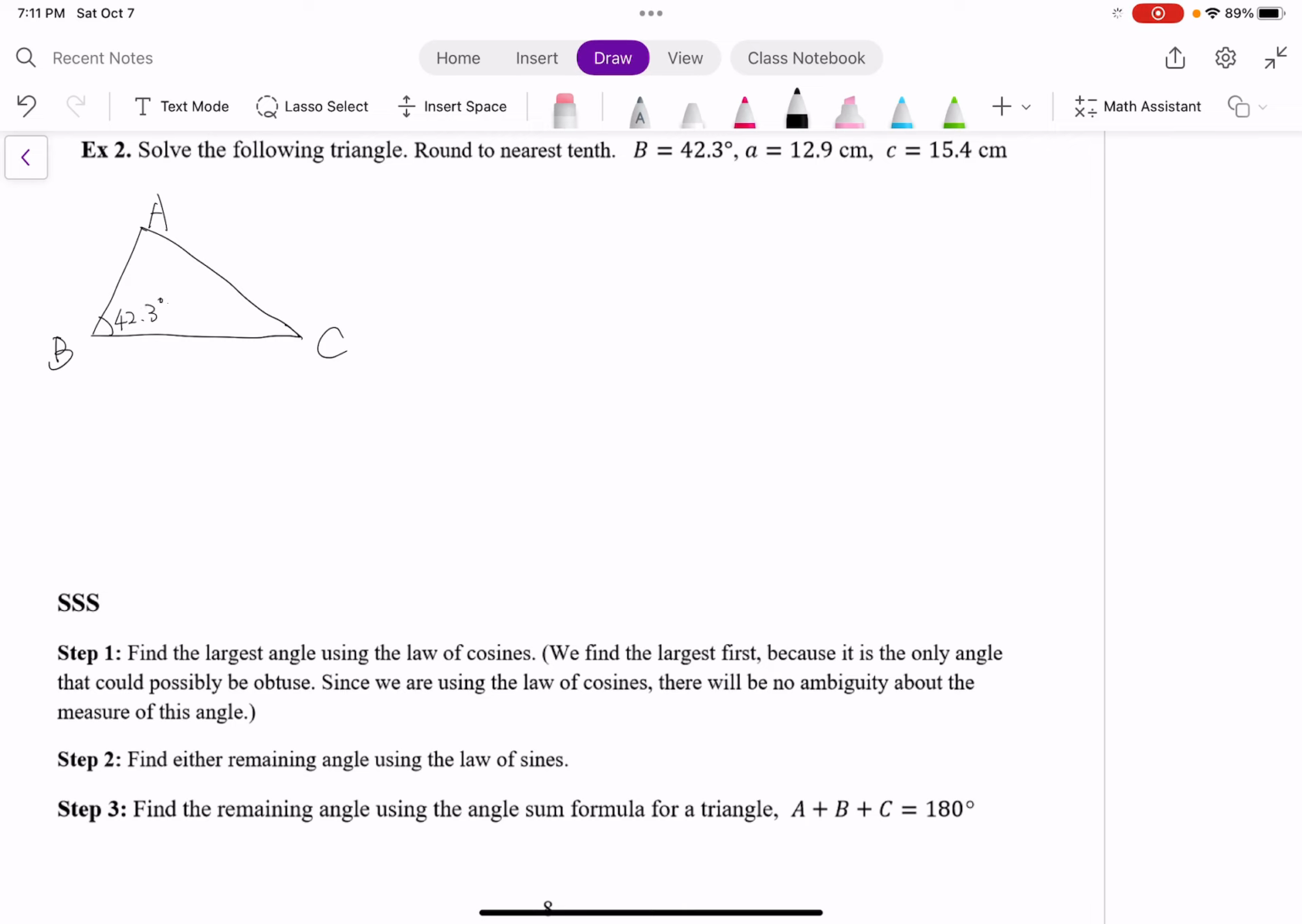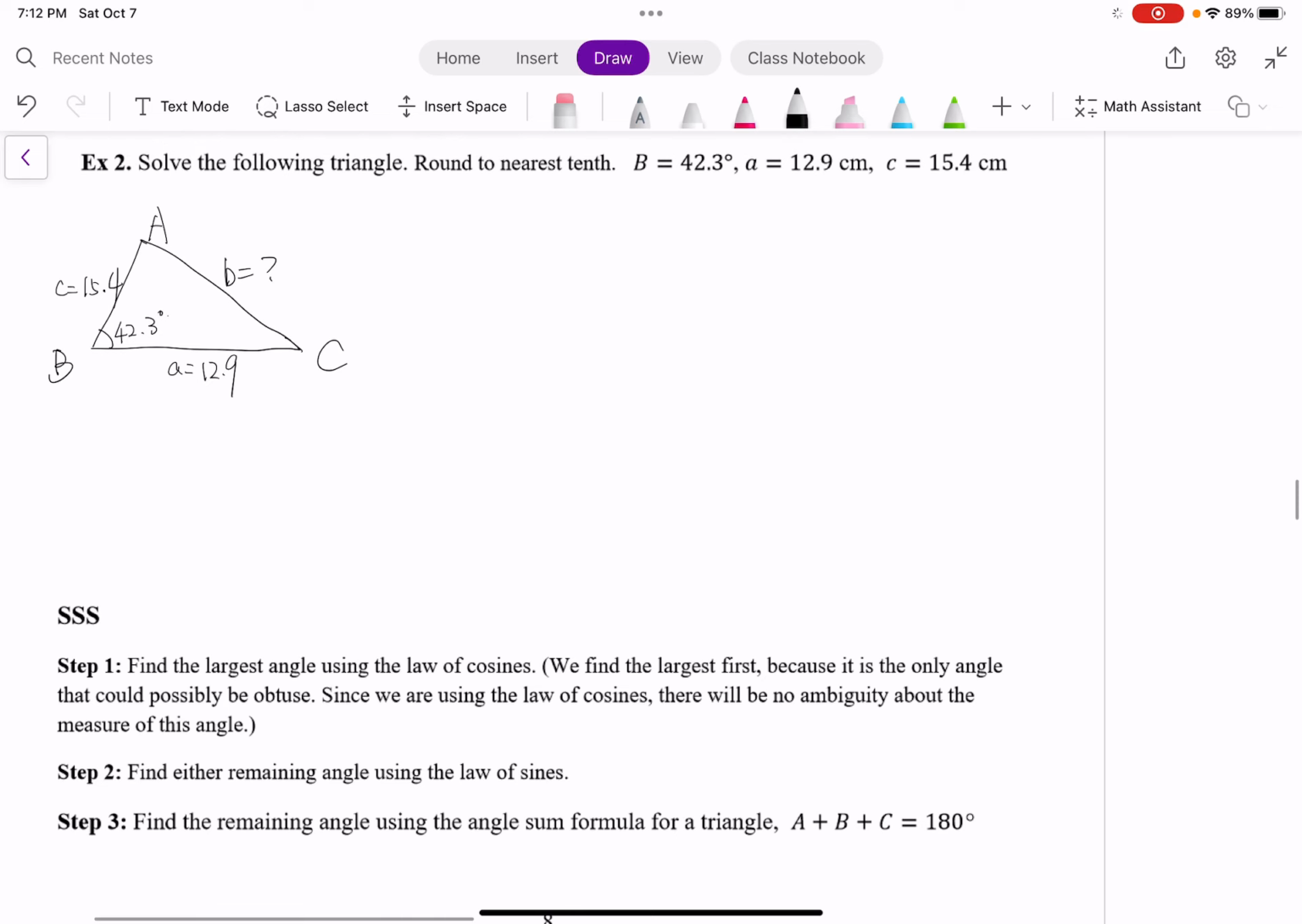And the other information is a equals 12.9, c equals 15.4. This is also the SAS case. SAS case, I need to find the b first. Some of you will ask, why do you not use the law of sines to find this? I know that the law of sines is a over sine A equals b over sine B and c over sine C.